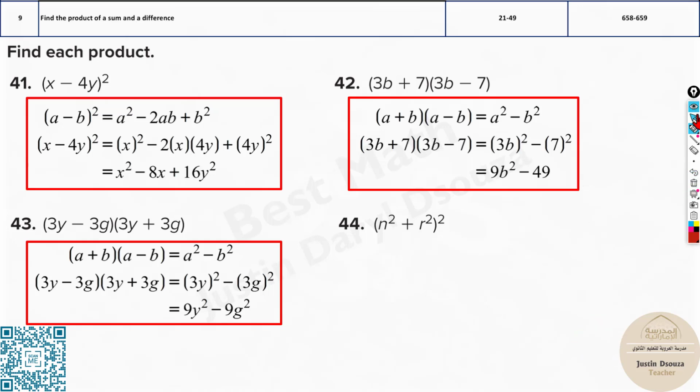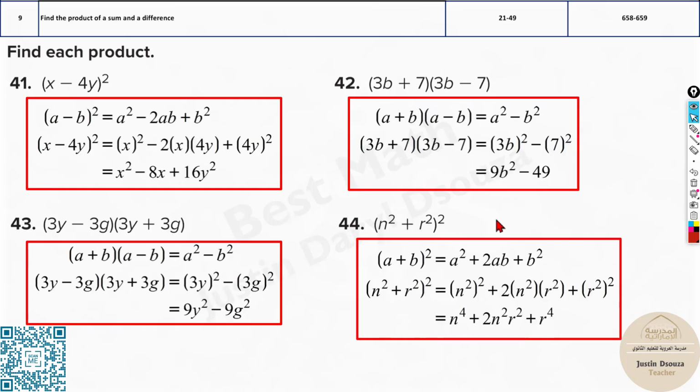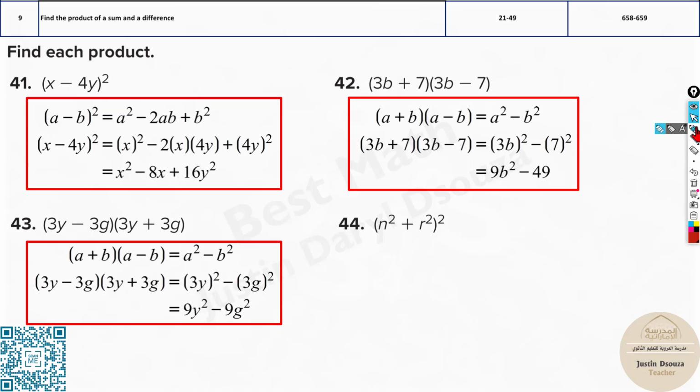So that's how we do it. And over here now, this one is a bit interesting. Why? Because this entire thing is whole squared. Imagine it was (a plus b) the whole squared, but here a is n squared.